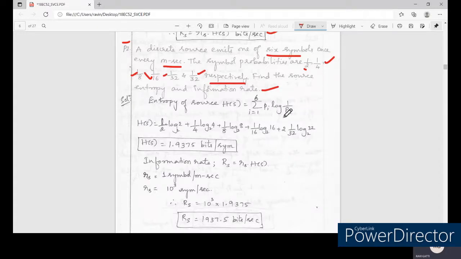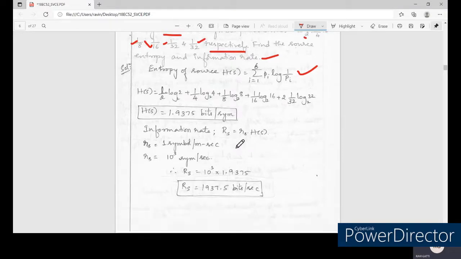The entropy of the source is given by H(S) = summation i = 1 to 6 of p_i log(1/p_i). If I substitute all the summation values, we get H(S) = 1/2 log 2 + 1/4 log 4 + 1/8 log 8 + 1/16 log 16 + 2 into 1/32 log 32, since we have 2 such symbols. If you do that, you get the entropy of the given source, which is 1.9375 bits per symbol.